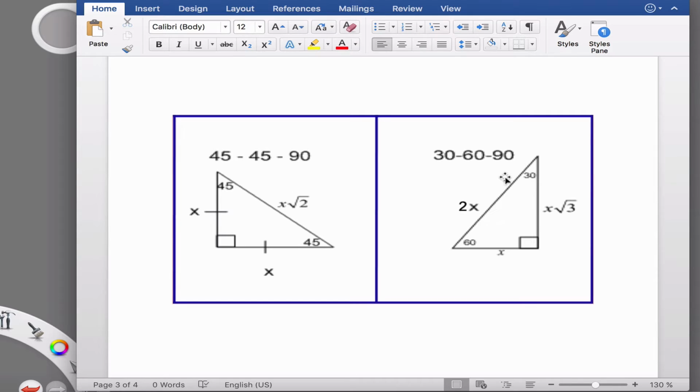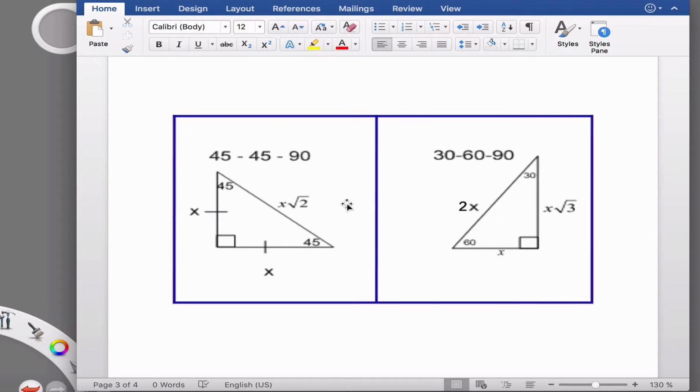The 30, 60, 90 triangle also has special relationships between the sides. Across from the 30 degree angle, the smallest angle, we have the side length x. Across from the right angle, we have the side length 2x. Across from the 60 degree angle, we have x times the square root of 3.